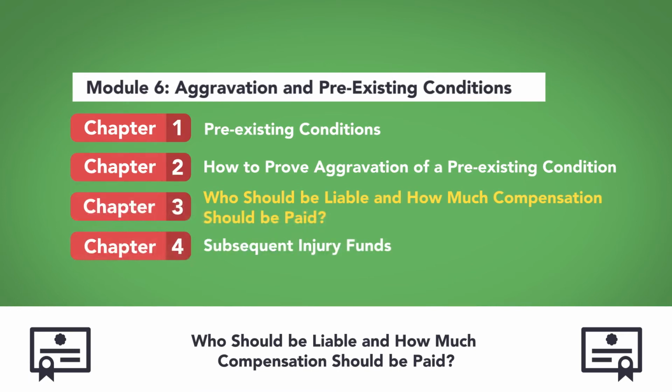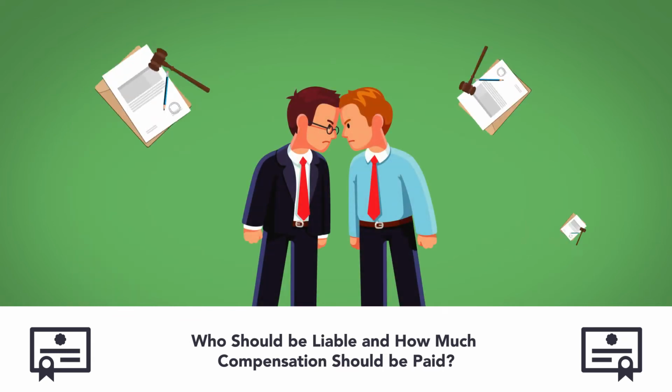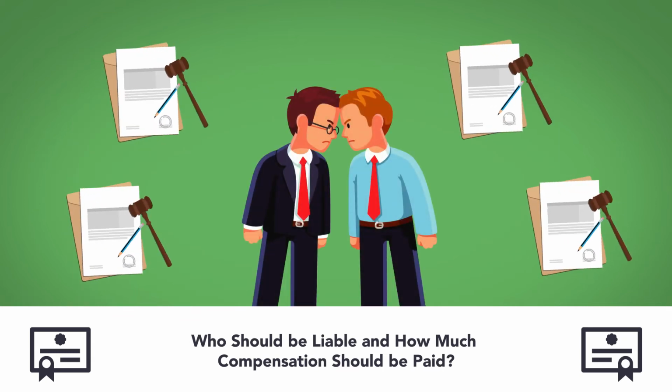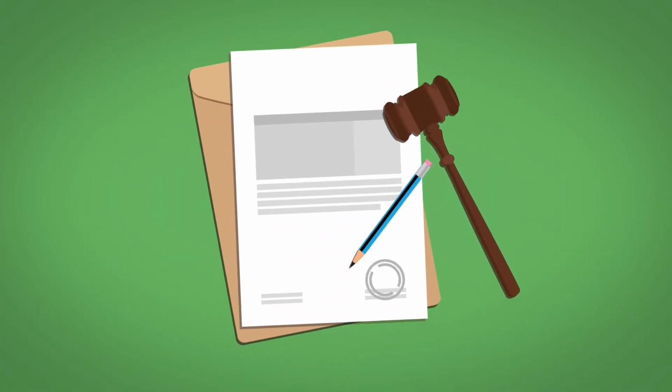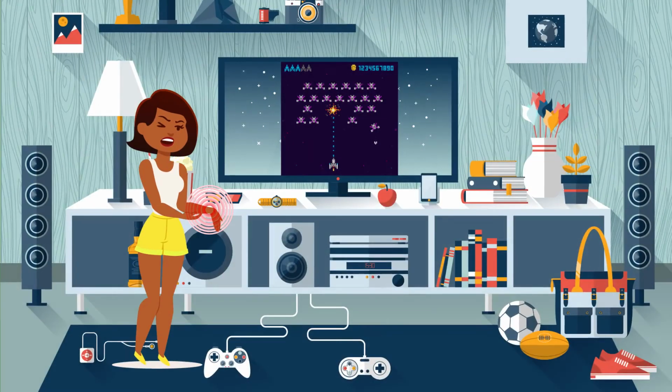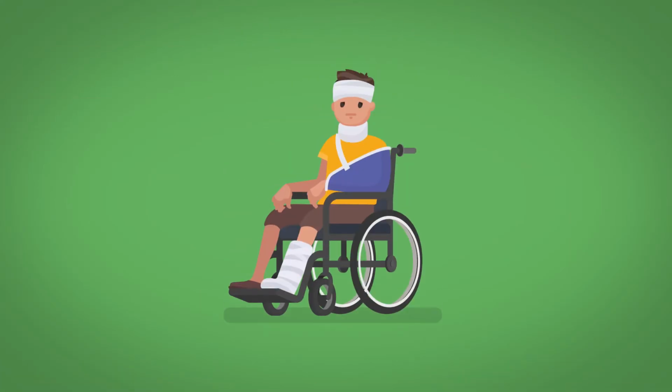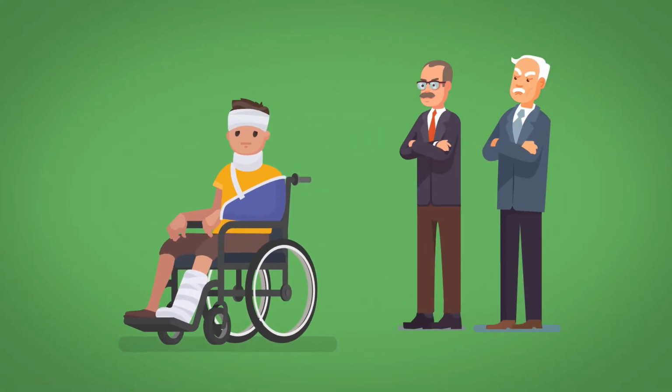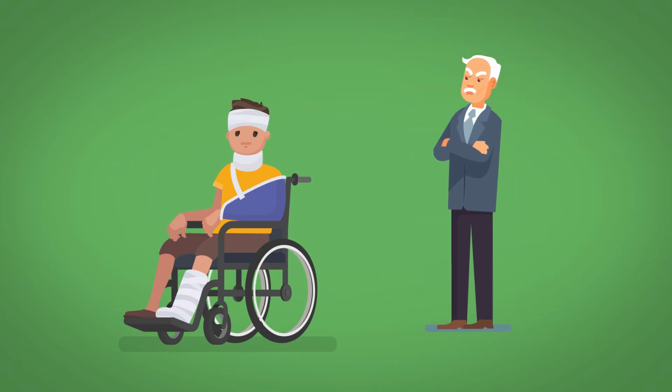Who should be liable and how much compensation should be paid? Jurisdictions use several different methods to determine liability in cases of pre-existing conditions. Some states may use a combination of different models based upon the specific situation, where a pre-existing condition is not work-related, where multiple injuries occur with different employers, and where multiple injuries occur with the same employer.